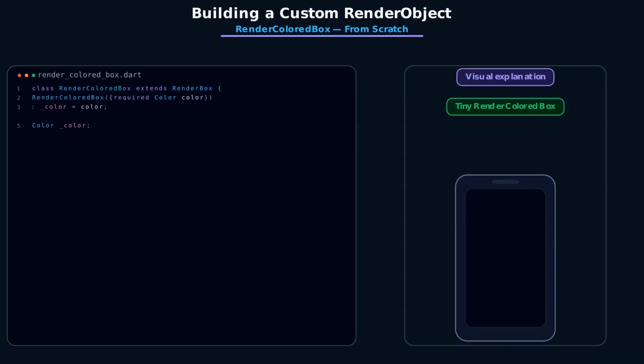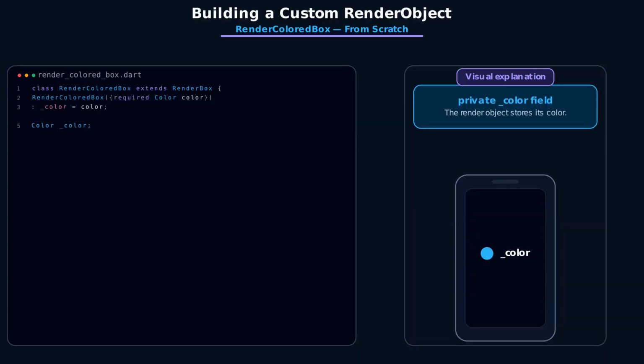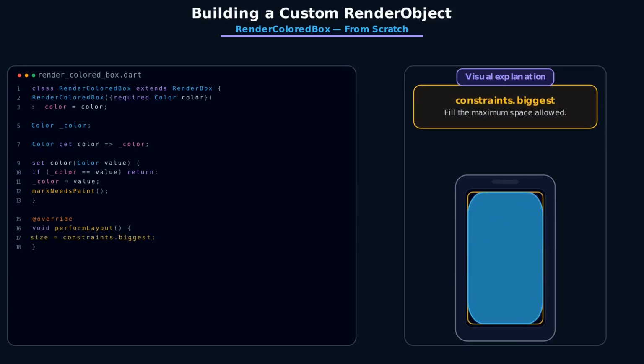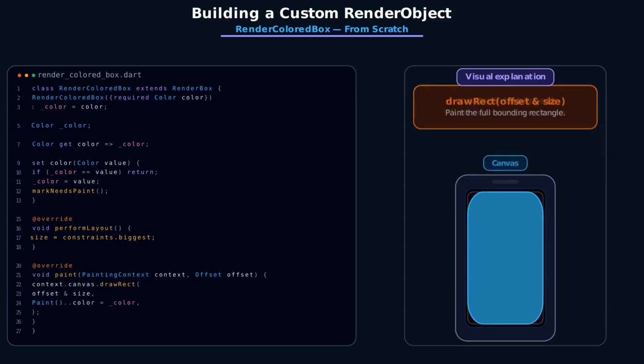In the constructor, we take a required color and store it in a private field. We also expose a getter and a setter for that color. The setter has a small but important optimization. If the new color is the same as the current one, we do nothing. Otherwise, we update it and call markNeedsPaint, because only the visuals changed, not the size. In performLayout, we simply take up as much space as the parent allows. Nothing fancy here. And in the paint function, we draw a filled rectangle using the offset and size, colored with whatever color is currently set.